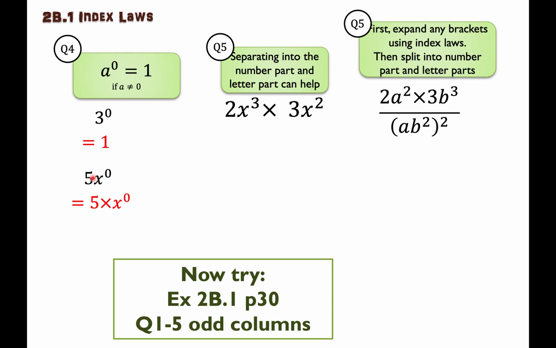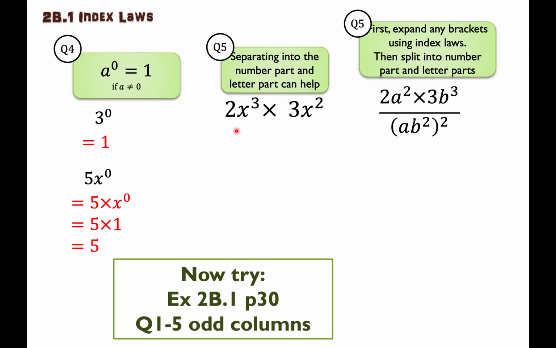So there's an invisible times sign there, which I've written in, and now we can actually figure out that x to the power of 0 is 1. So the 5 stays the same, the multiplier copies down, but I replace x to the power of 0 with 1, because anything to the power of 0 is 1, unless that something is 0. So now 5 times 1 gives 5. That's not so bad.